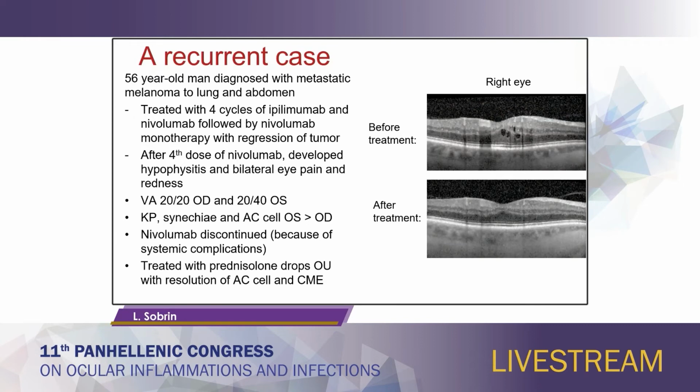And this third case is a recurrent case. So this is a 56-year-old man who had metastatic melanoma to the lung and the abdomen. He was treated first with 4 cycles of ipilimumab and nivolumab, and then was transitioned to nivolumab monotherapy, and his tumors were well regressed. After his 4th dose of monotherapy with nivolumab, he developed hypophysitis and bilateral eye pain and redness. His vision was 20/20 in the right eye and 20/40 in the left. He had KP, synechia, and AC cell in the left more than the right. And here you can see his OCT showing some macular edema.